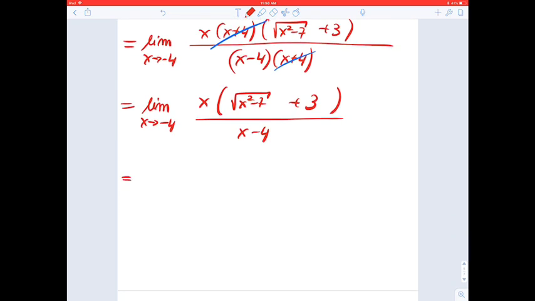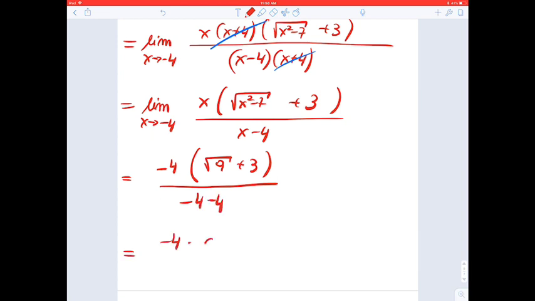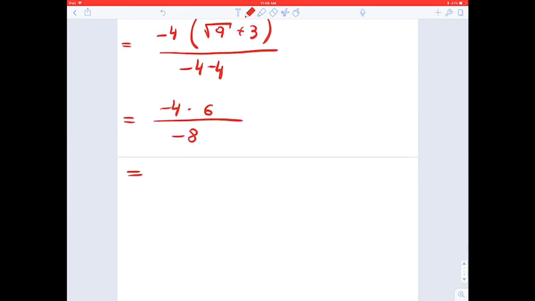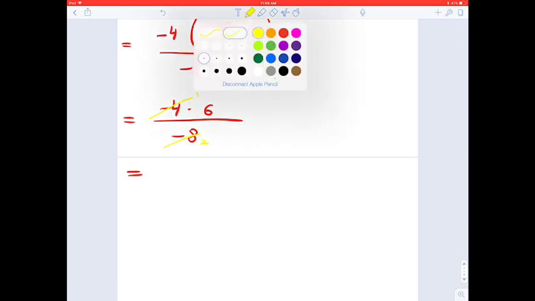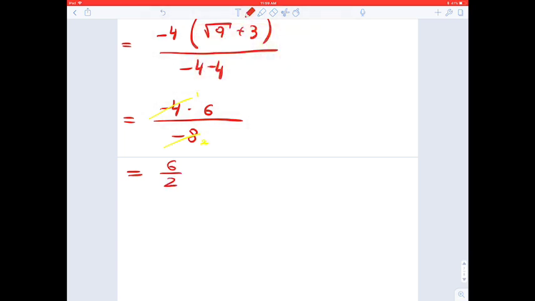Okay? That means I can put negative 4. Negative 4 squared is 16. 16 minus 7 is 9. Okay, and negative 4 minus 4. Negative 4, 3 plus 3 is 6, and negative 8. We can simplify: negative 4 divided by negative 4 is 1, negative 8 divided by negative 4 is 2. That's when we have 6 over 2, actually it's 3. Yeah, we don't have to multiply, and okay, the limit is 3.